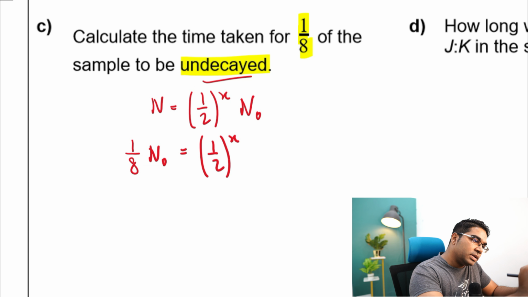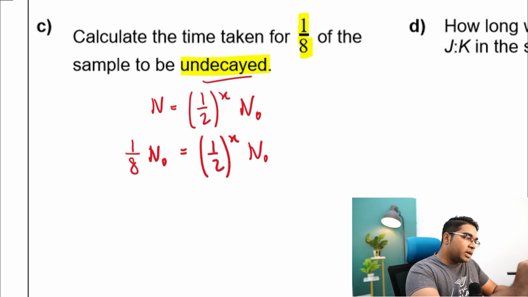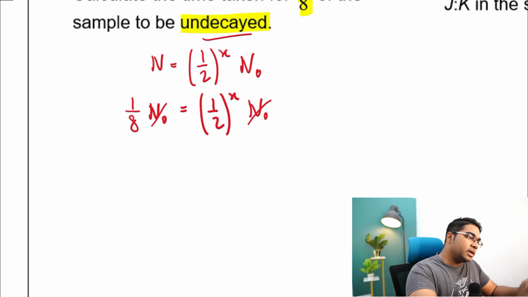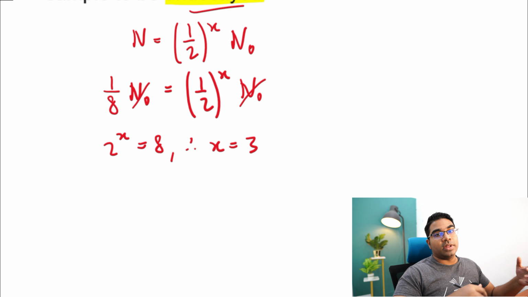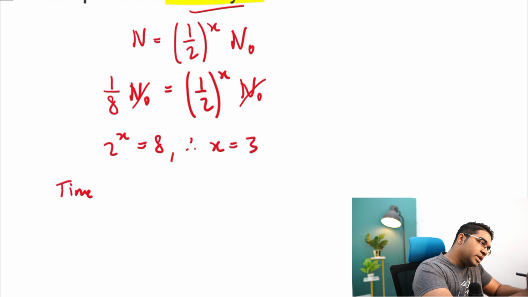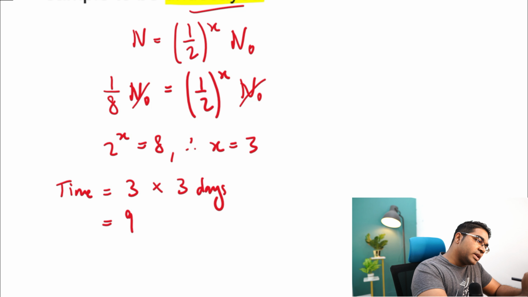This is equal to 1 over 2 to the power of x multiplied by the initial number. Once again, we don't really need the initial number here. And so the initial number is eliminated from the equation, and you can see that 2 to the power of x must be equal to 8. Therefore, x is equal to 3. Now that we know that 3 half-lives have passed, the actual time that has passed will be equal to 3 half-lives multiplied by 3 days, which is the time for one half-life, and therefore the actual time that has passed is 9 days.